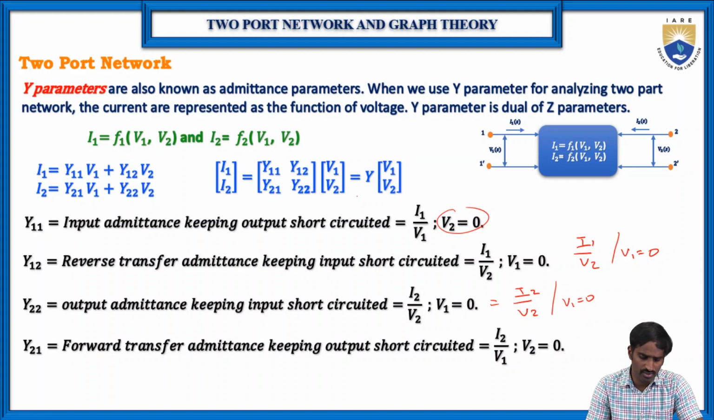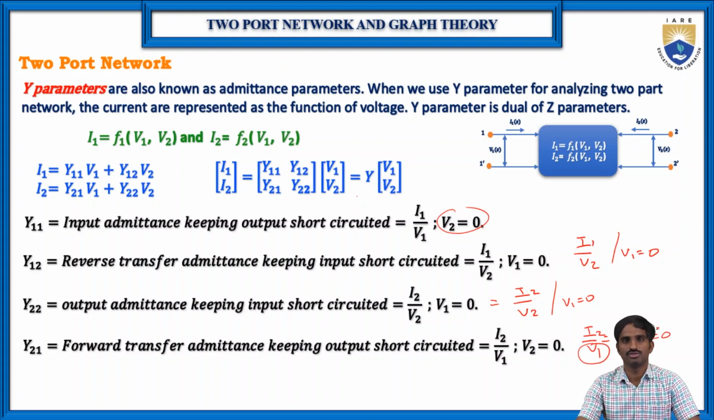So why is the output short circuited? Here Y21, because again it is I by V. Y21 means here 2 represents the numerator, so this is I2 and this is V1. Again V1 is there, so that's why we should make V2 equal to 0, which means the output is short circuited.